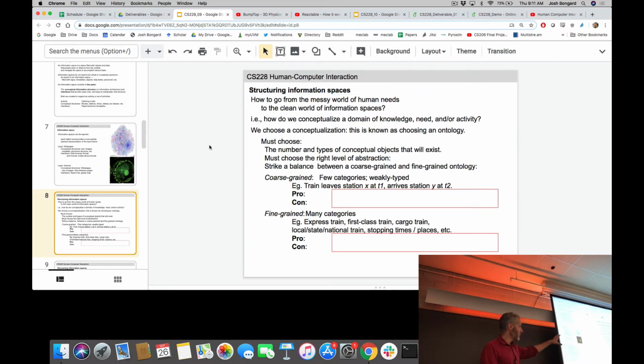Let's pause for a moment before we get into coarse graining and fine graining and talk about choosing ontologies. What are some other technologies, and what are the ontologies that are associated with them? If we're talking about operating systems, the ontology is made up of files and folders and desktops. What are some other technologies and their associated ontologies?